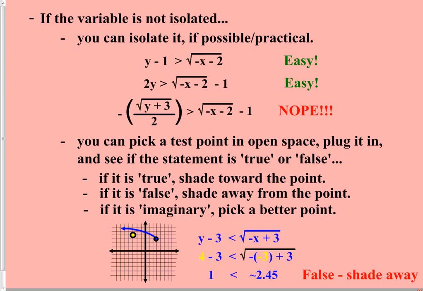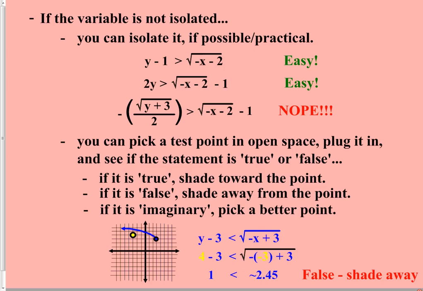When I say pick a point closer to the curve, here's pretty much what I'm talking about. You know that the square root function looks like half of a parabola, so it's got a curve. If you pick a test point that is kind of in the cradle of the curve, you will probably find a true statement or a false statement, and you will very seldom come out with an imaginary statement. But here's a graph.